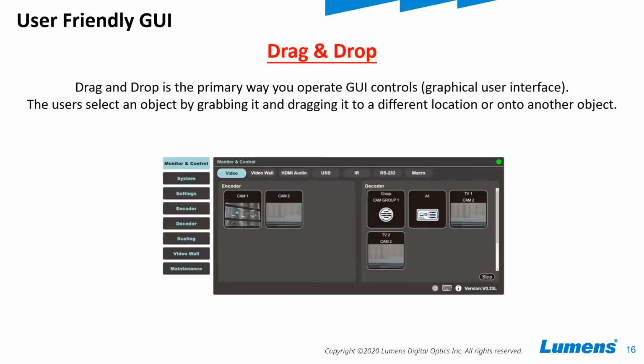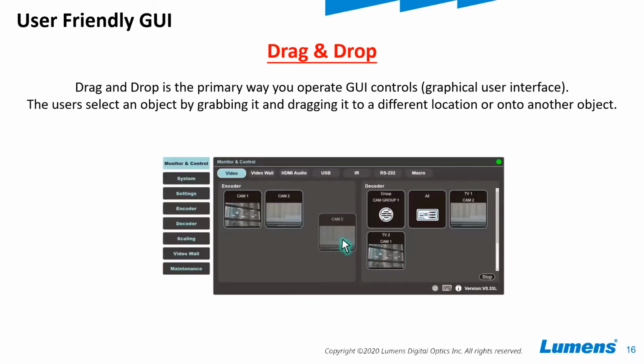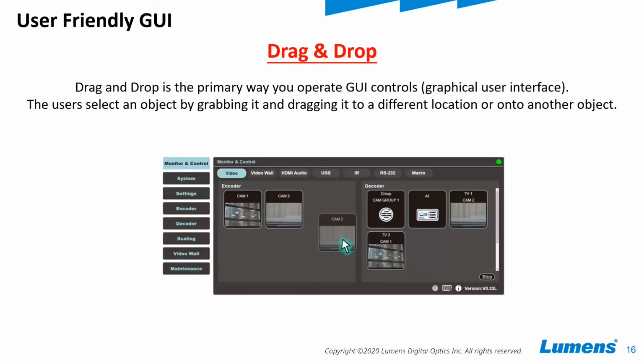We've added an animation to this slide to show you the ease of the drag and drop feature. This is the primary way to operate the GUI controls. The user selects an object by grabbing it and dragging it to a different location onto another object. From encoder to decoder, for example, in this particular animation.